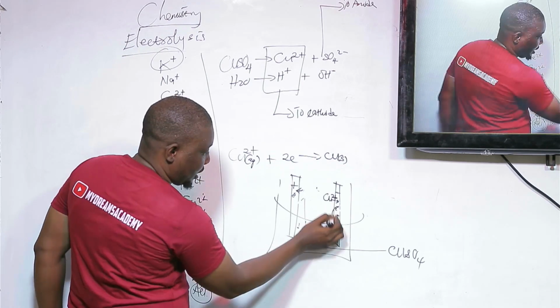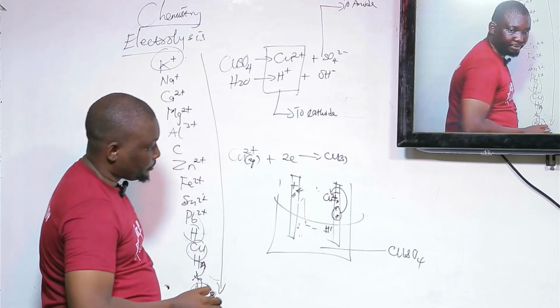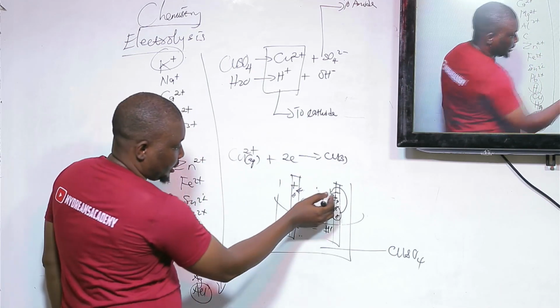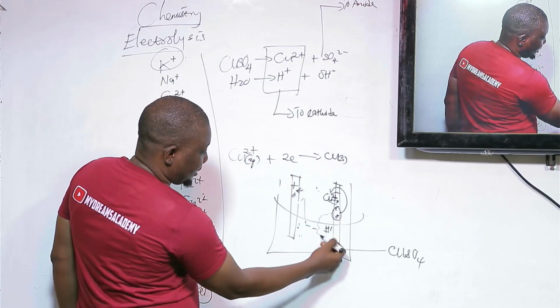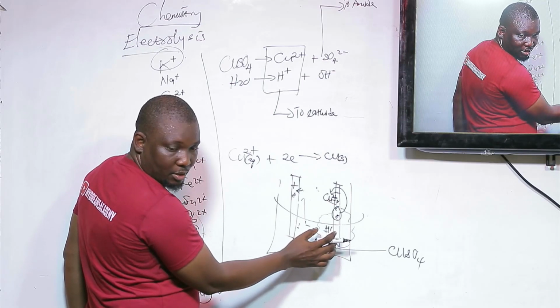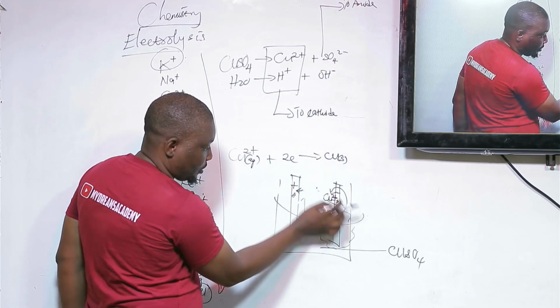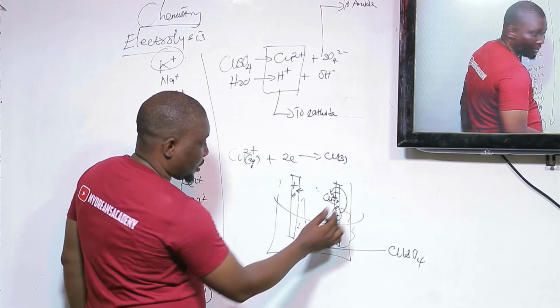So all the electrons here will what? Will be gained by this copper. And as it gains, copper now gets itself deposited and then increases the mass of the electrode. Can you see how the mass increases? Because copper is discharged there. The mass of the cathode increases. Are you there?